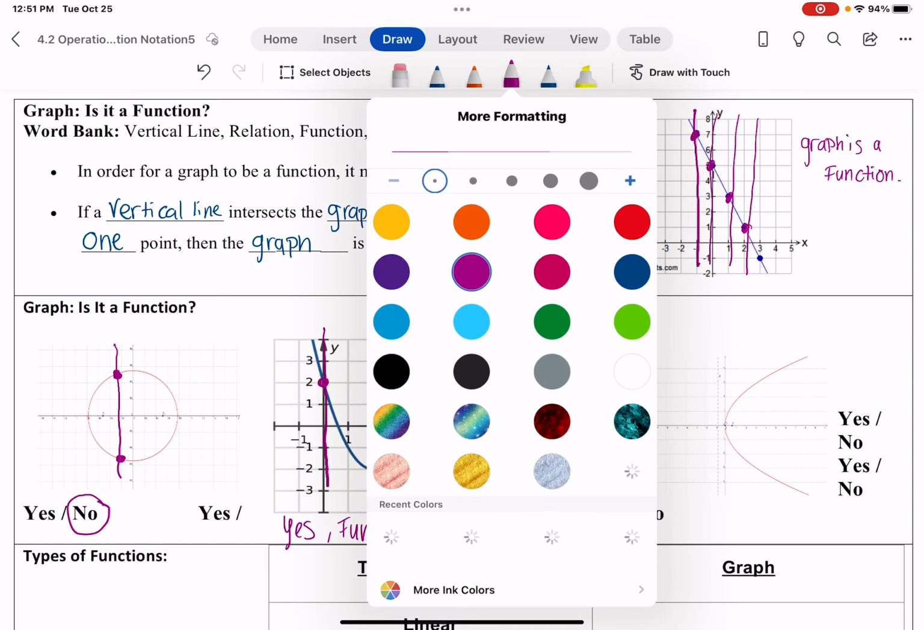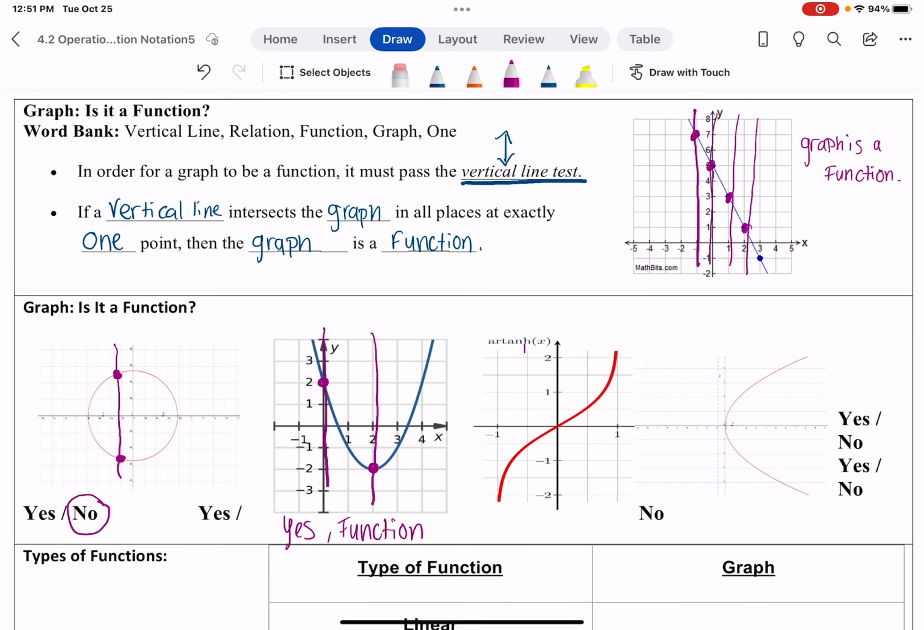If I look at the third one, I put a line down, any of these places, it only hits once. So that means that, yes, this is a function. And then our very last one, if I put a line down on this sideways parabola, it hits the graph twice on any of our lines. So that means it is not a function.